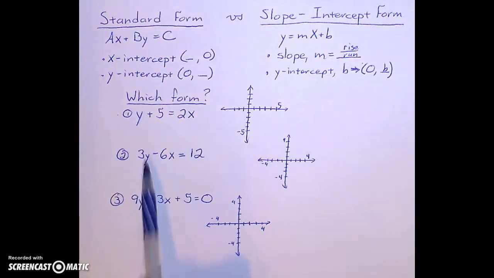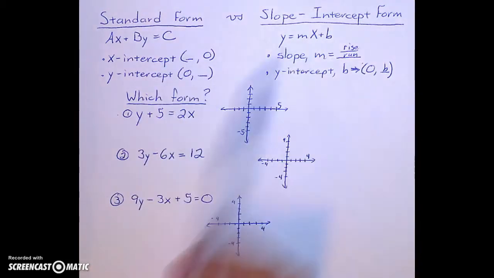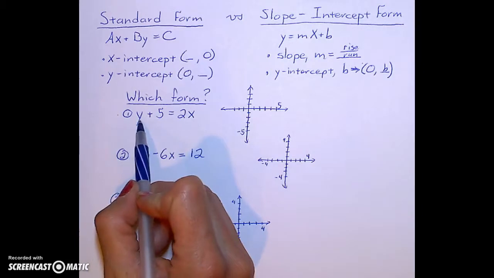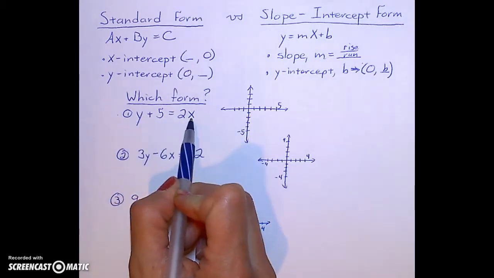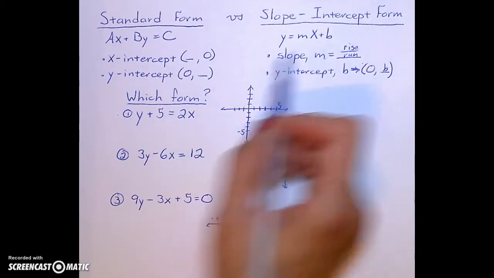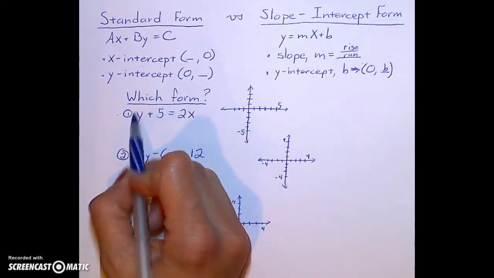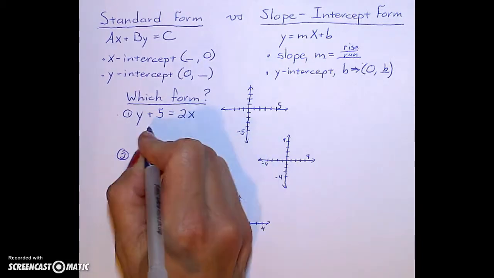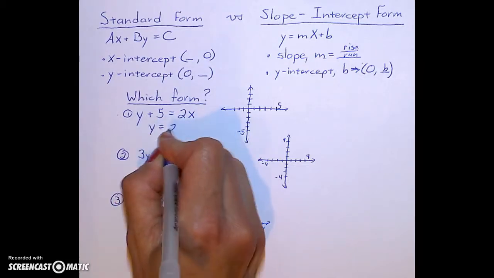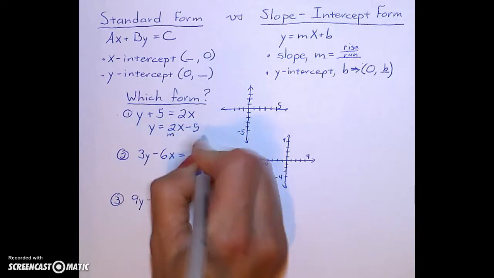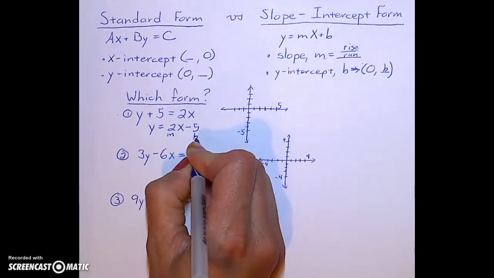I have 3 examples that are not written in any of these forms, and I will select one of those forms and then graph it. So number 1, y plus 5 equals 2x. I would choose to change this equation into slope-intercept form. The reason is that y has a silent coefficient of 1, and the 5 can be moved over to the right with subtraction. Y equals 2x minus 5. I can see that the slope is 2, and I can see that the y-intercept is negative 5.